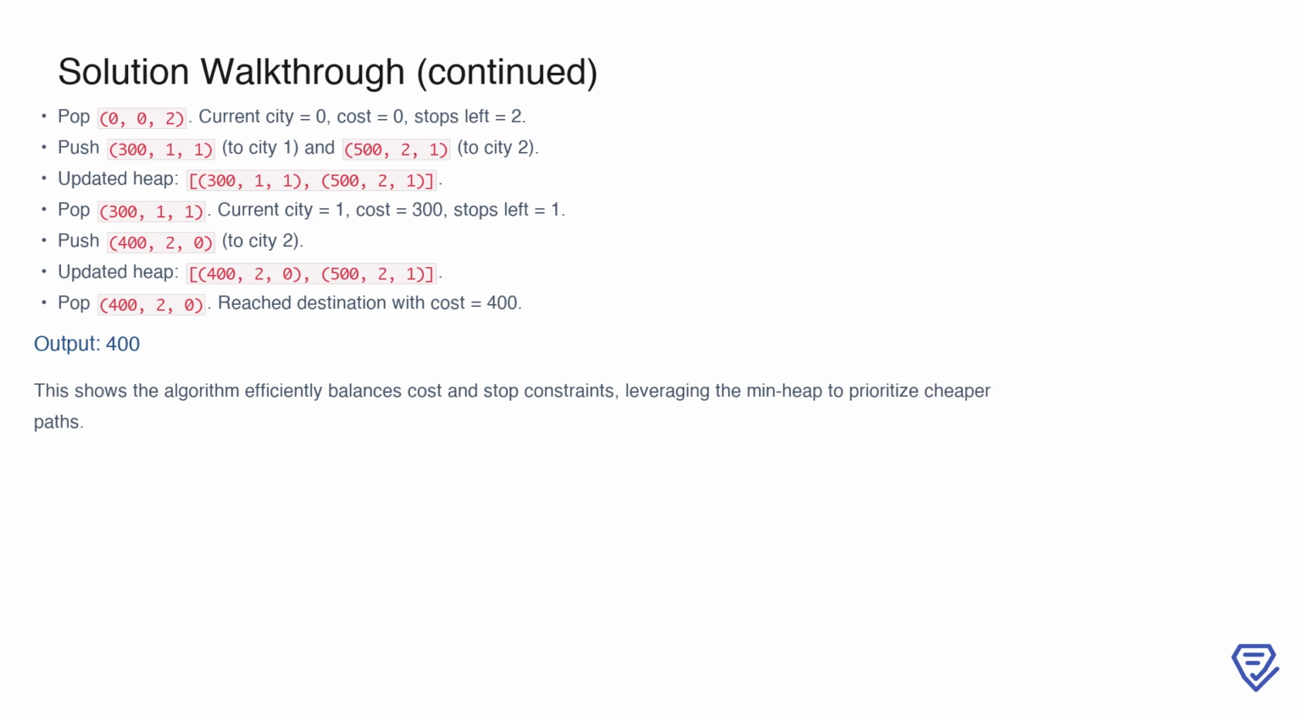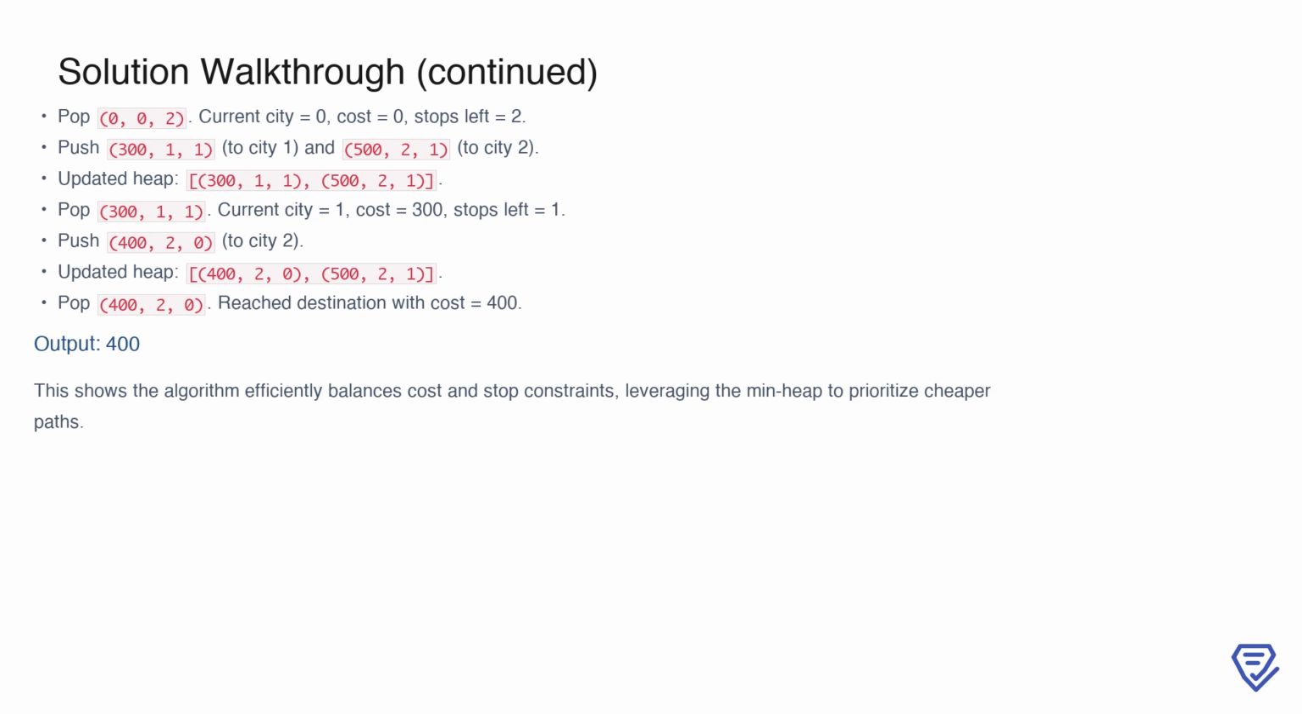The source is City 0, the destination is City 2, and we can make at most 1 stop. First, we construct the graph, resulting in the adjacency list as shown. We initialize the min heap with the starting point: cost 0, City 0, and 2 stops available, k plus 1 equals 2. The heap begins as 0, 0, 2.